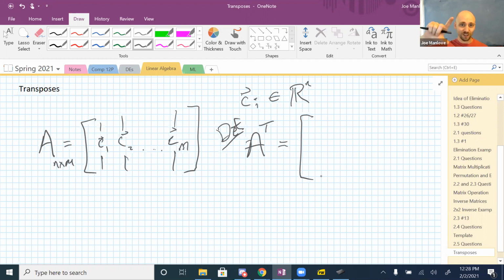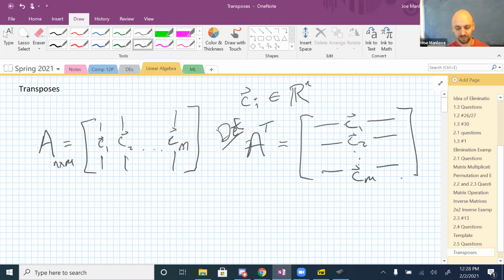I'm taking a column vector like this and I'm swapping it into a row vector like that. So I'm going to have a C1 going across the top here. I'm going to have C2 going across here. And then on down to the bottom here where I'm going to have Cm. You guys with me on that? So that new matrix is going to be an m by n matrix. Everybody on board with this?